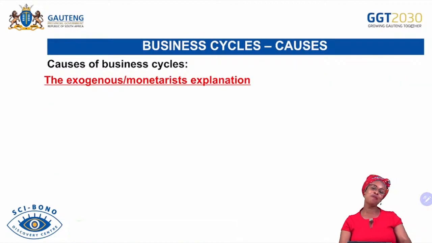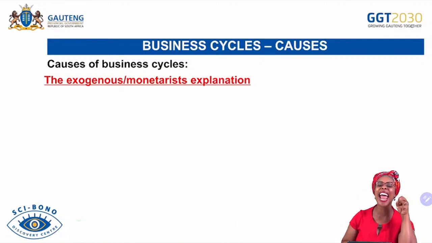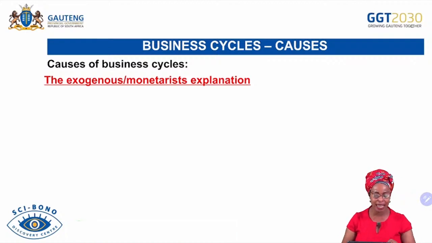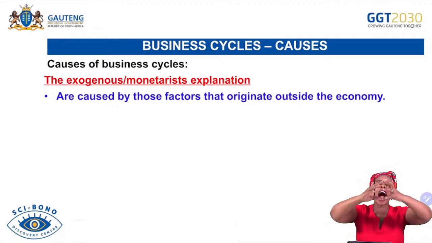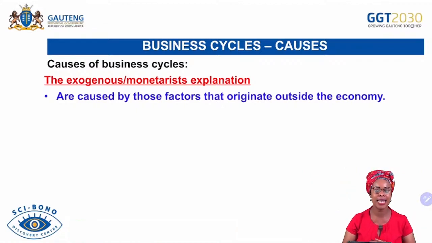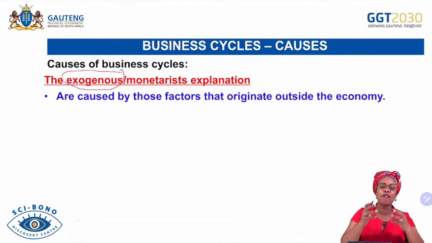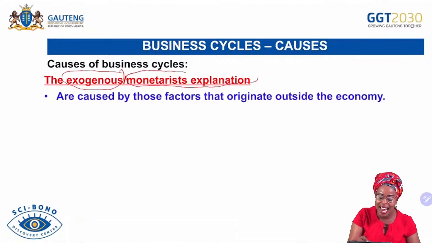Let us look at the causes of business cycles. Business cycles can be caused by exogenous factors or by endogenous factors. We're going to start first with the exogenous factors. If you don't want to call them exogenous factors, you can call them the monetarist factors. Let's see what the monetarists believe causes the business cycle. The monetarists believe that business cycles are caused by factors which are outside the economy. That's why the name is exogenous. So factors which are outside the economy are the ones which cause business cycles, according to the monetarists' explanation.